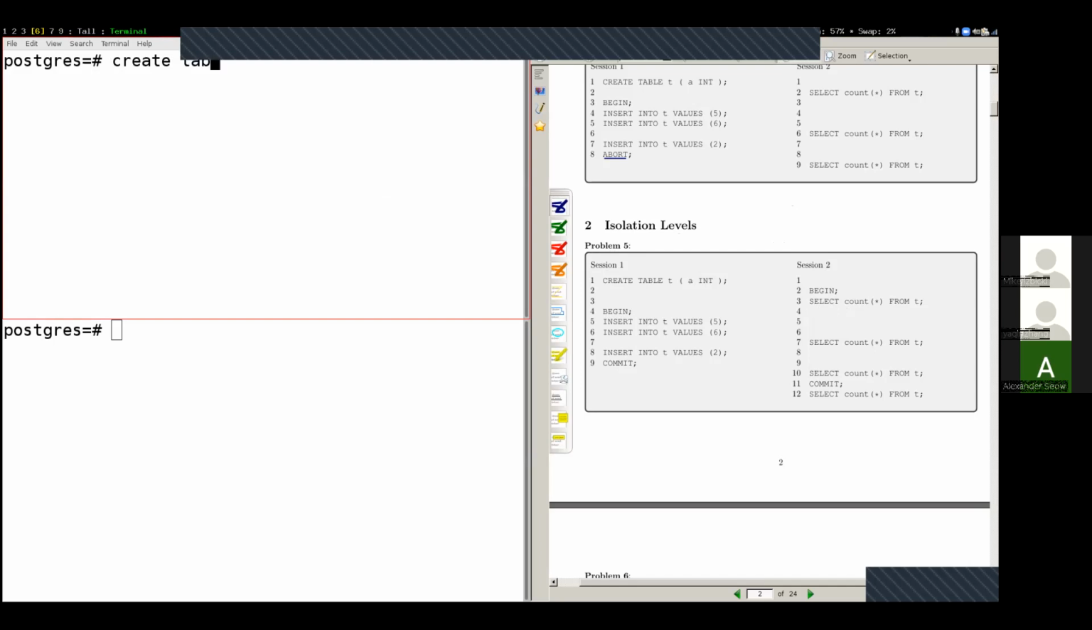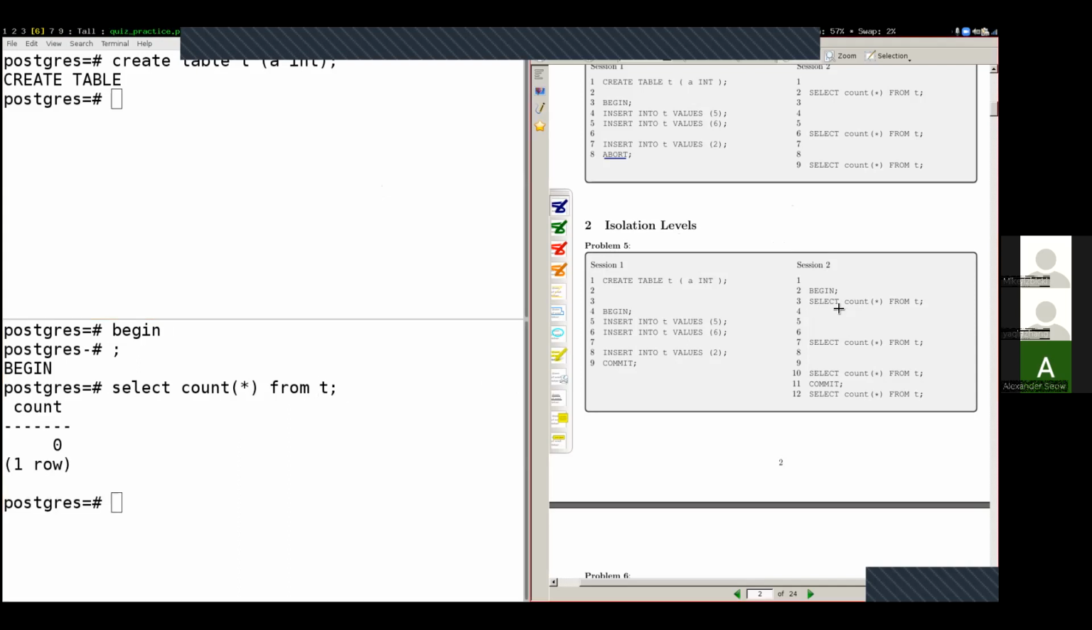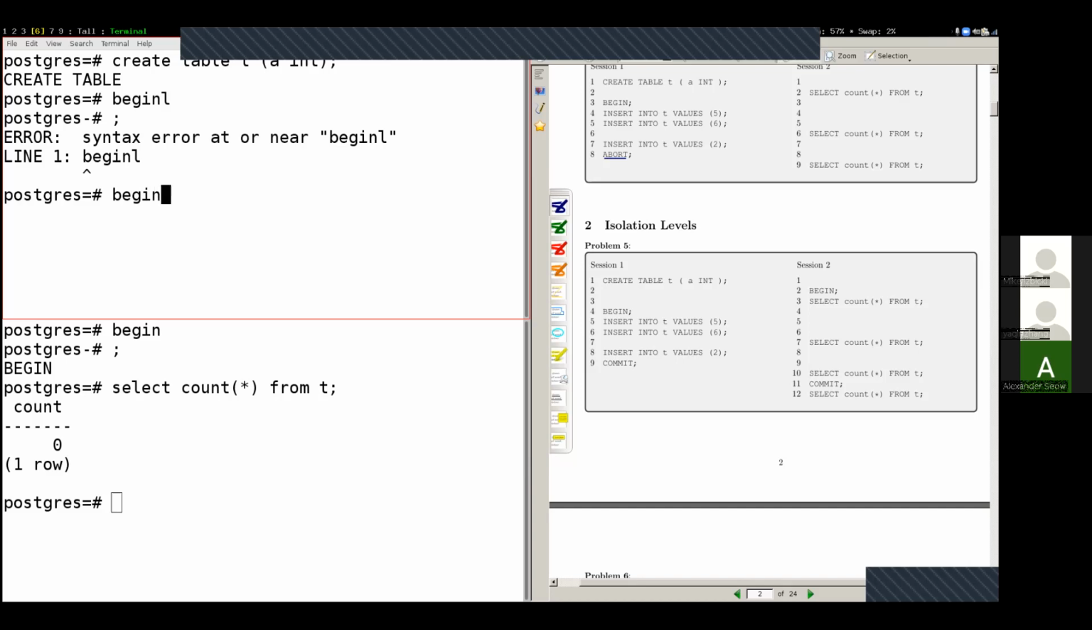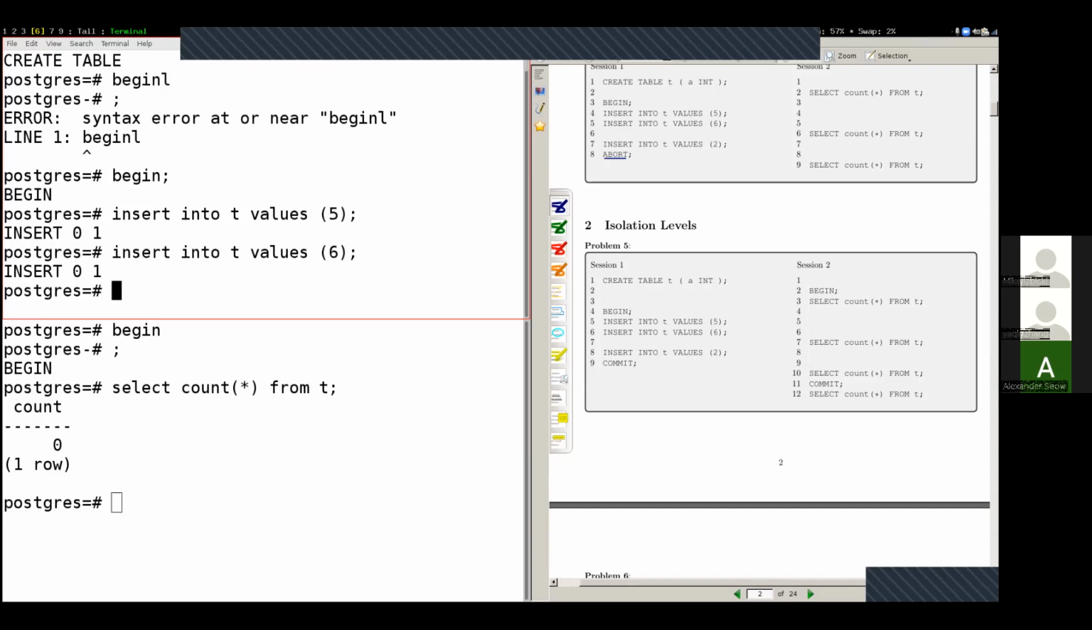So session 1, create table T (a int) like this. And then session 2, begin; select count(*) from T. We get a 0 at this line right here. And then on line 4, begin my transaction, insert into T values 5, 6. So that's lines 5 and 6 that I just ran. We're on line 7 over here.